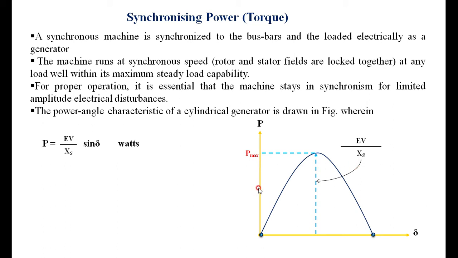If the disturbance is less than this EB by XS, the machine will definitely still operate in parallel with the bus bars, synchronized. The same can be expressed as, instead of EB by XS, P max sin delta, where P max is EB by XS.